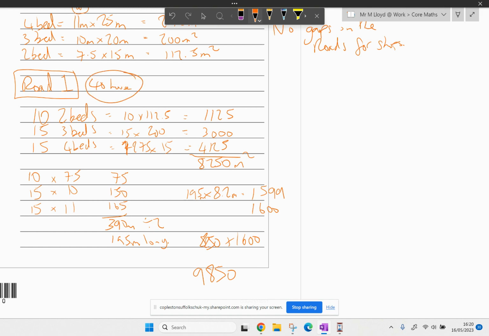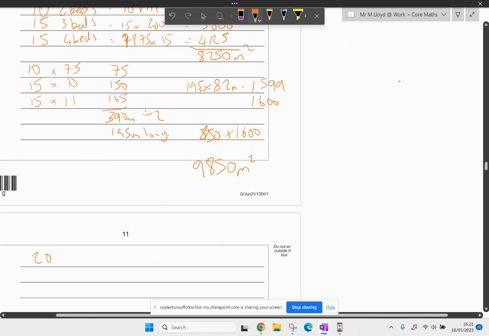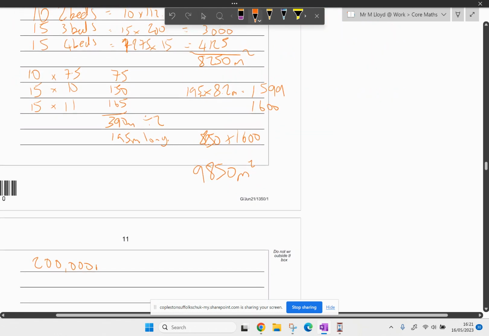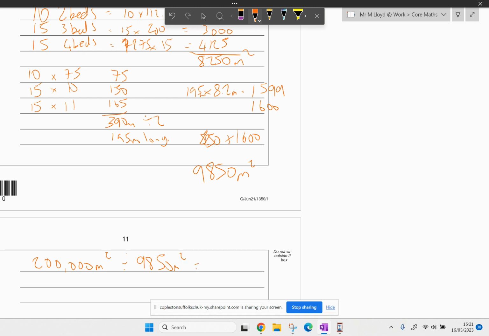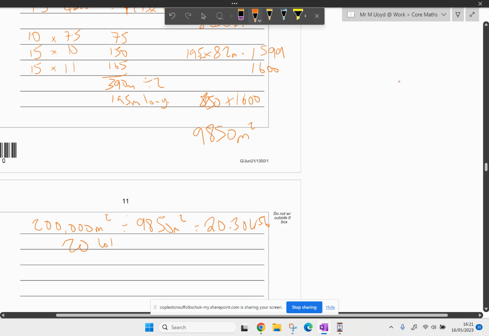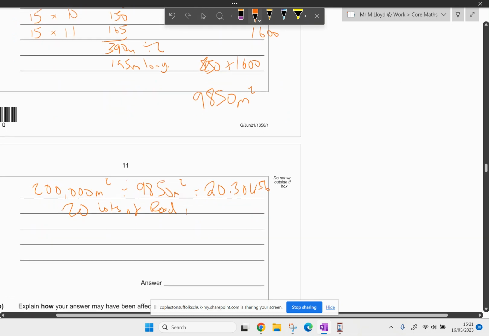Right. Now what we're going to do is I'm going to scale this up because this is what I need for 40 houses. So I'm going to do my 200,000, which was my hectareage. Can you call it hectareage? I don't know. Meters squared divided by 9850 meters squared. See how many of these little one roads I can fit in. So 200,000 divided by 9850. I can fit in 20.30456. So I'm going to say there's 20 plots or 20 lots of road 1. Did I call it road 1? I did as well. So 20 lots of road 1.